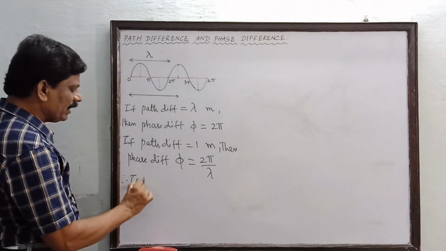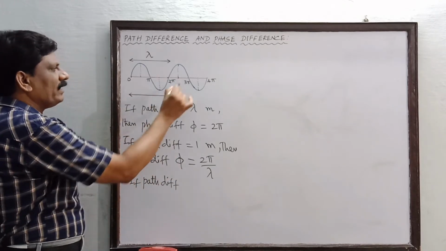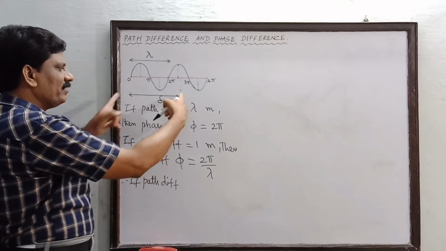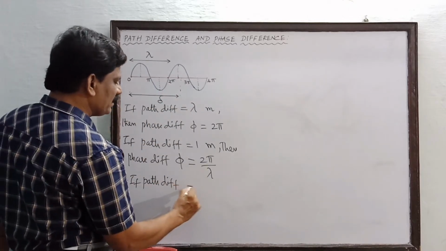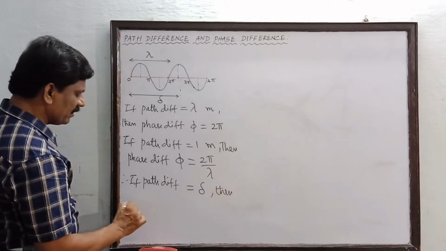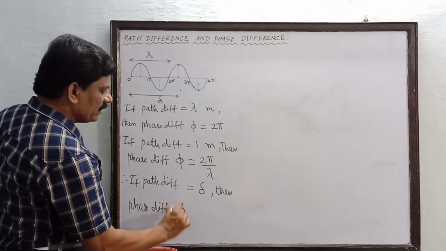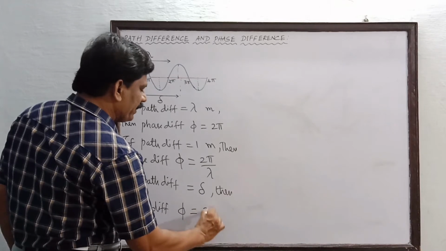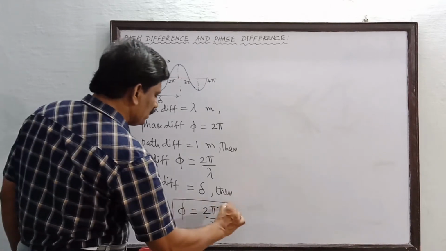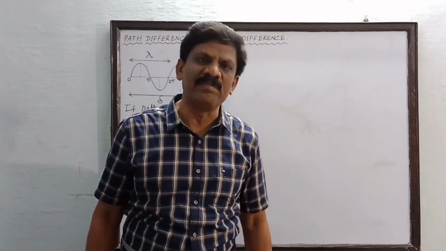Therefore, if path difference is equal to delta, I will take any two points like this, okay, any two points, they are separated by a path difference delta. So if path difference is equal to delta, then the phase difference is given by phi equal to 2 pi by lambda into delta. So this is the very important equation which relates path difference and the phase difference.